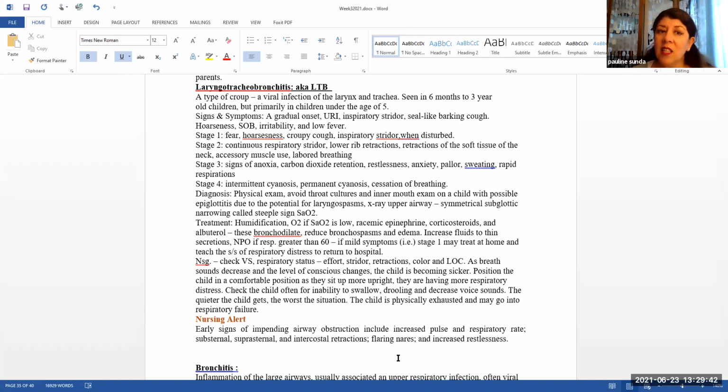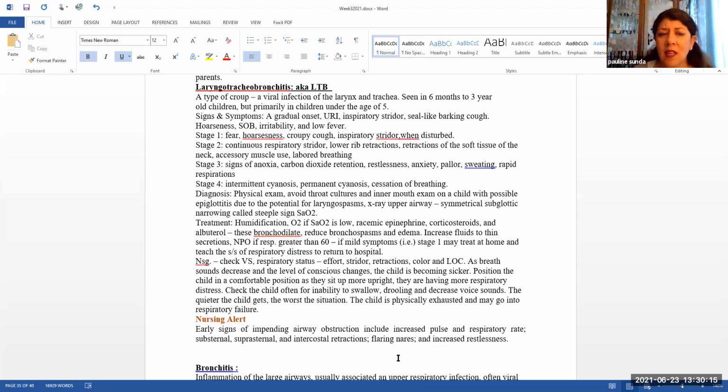Laryngotracheobronchitis, also called LTB. So this is a viral type of croup, and this occurs in the larynx and trachea. Typically, this is seen 6 months to 3 years of age, primarily in children under 5. So this has a more gradual onset. They have the signs and symptoms of an upper respiratory infection, inspiratory stridor, a seal-like barking cough, hoarseness, shortness of breath, irritability, and a low fever.